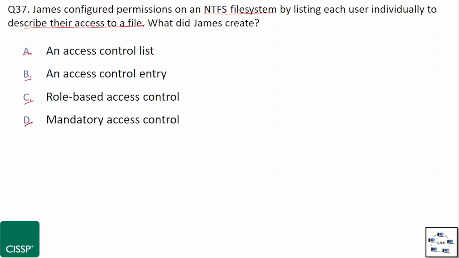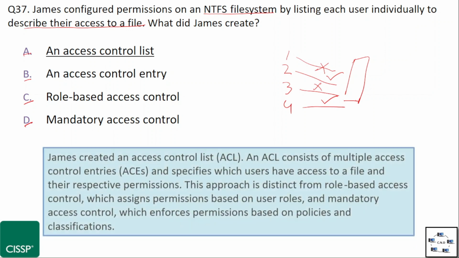And since we have a list of multiple users, let's suppose we have 4 users and we have a file, and we have created a list of each user whether they can have access to this file or not. So this type of list is known as an access control list.